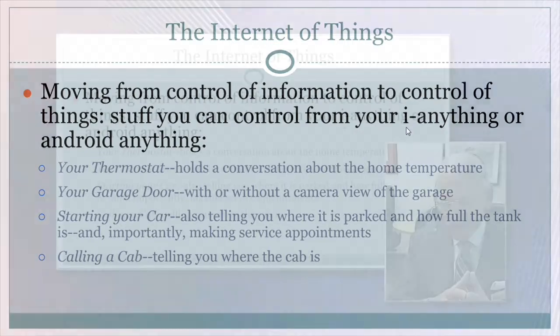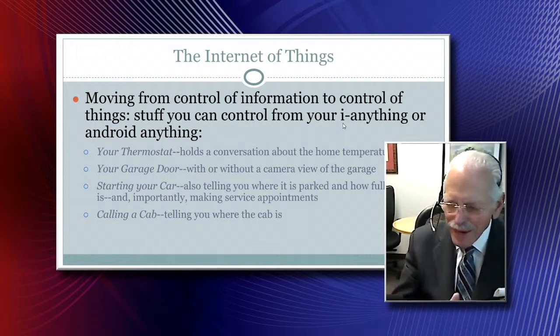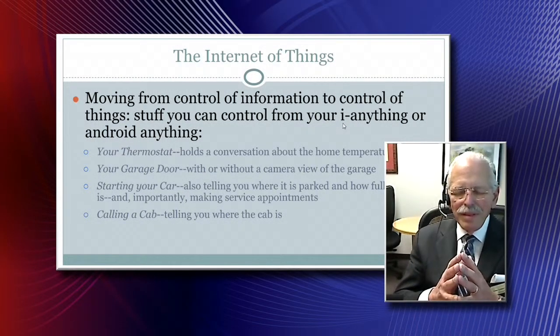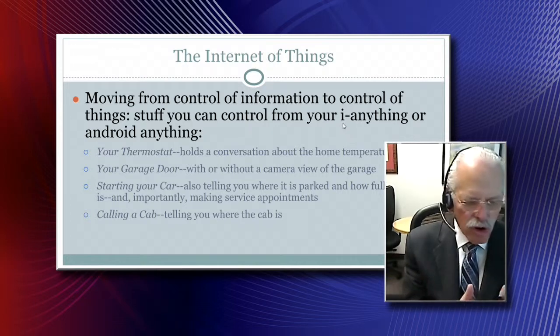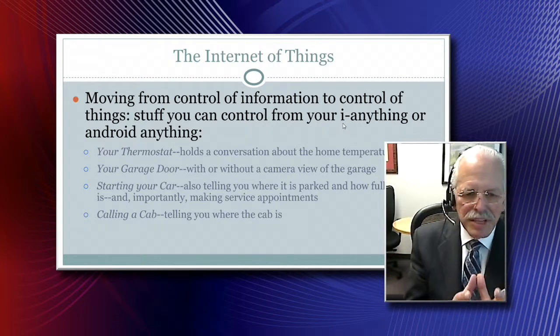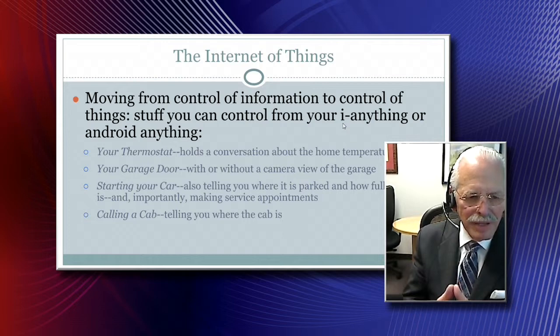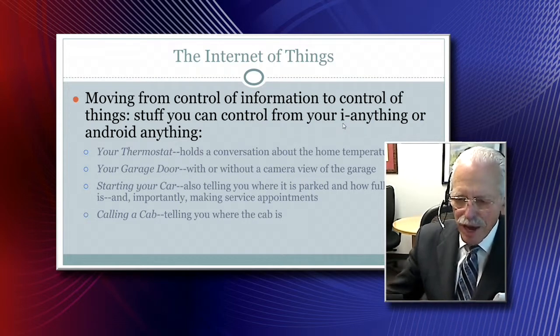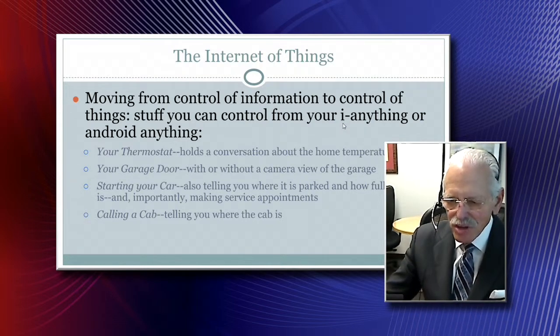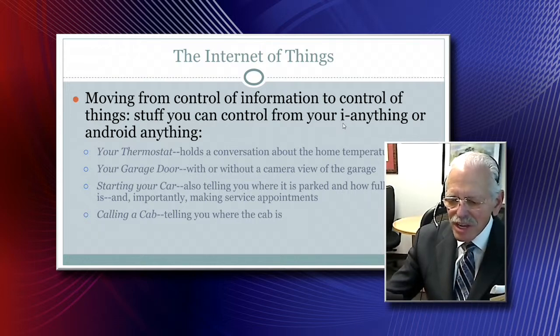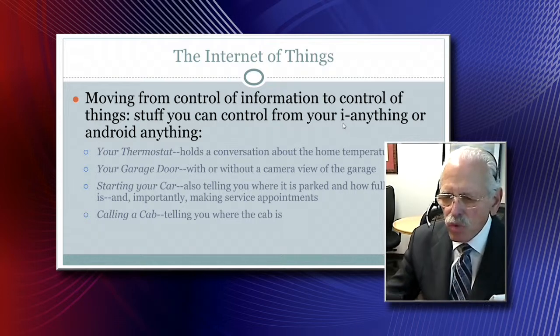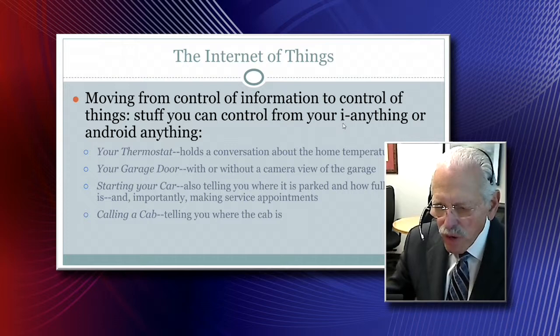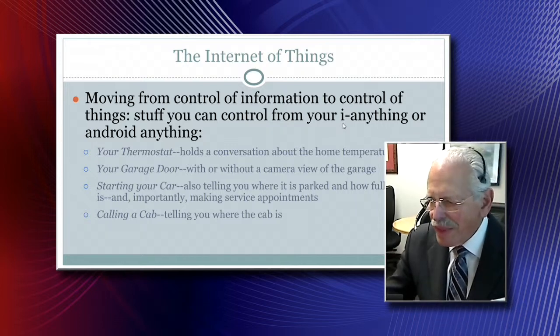Not much difference between making a service appointment for your car or your body. And if you call a cab with your Uber app, it'll tell you where the cab is and kind of guide you and the cab driver to the same place. So that's how the Internet of Things is beginning to change the way in which we function.